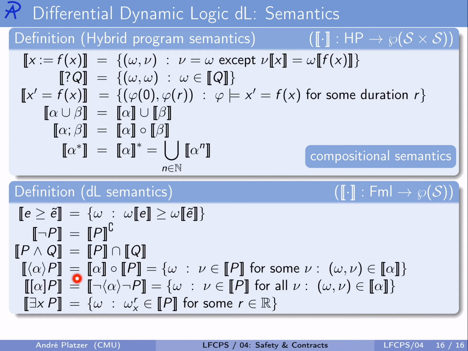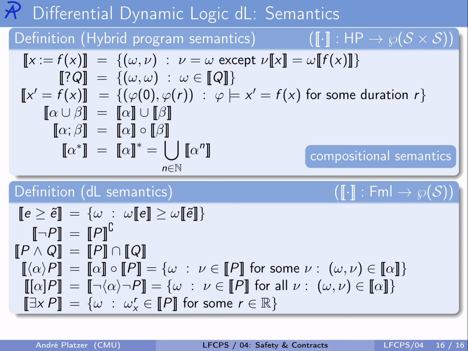The meaning of alpha diamond p is the relation composed of the transition relation of alpha followed by the set of all states where p is true. That means follow alpha to any state where p is true, which means it's true in the set of all states omega, from which you can go to one new state nu by running the hybrid program alpha, such that in at least one of these new states nu is the postcondition p true. And dually, alpha box p is true in the set of all states omega, such that for all of the new states nu that you can get to by running from the old state omega the hybrid program alpha, is the formula p true in this particular new state nu for all of them.